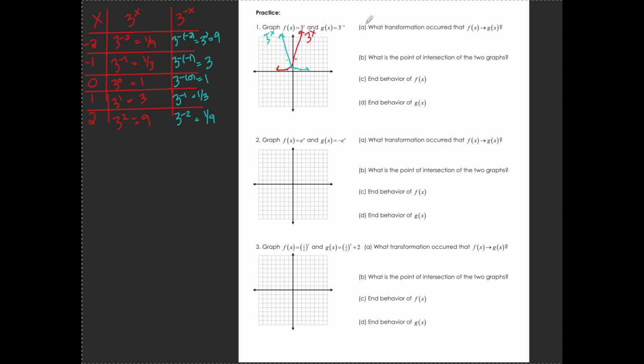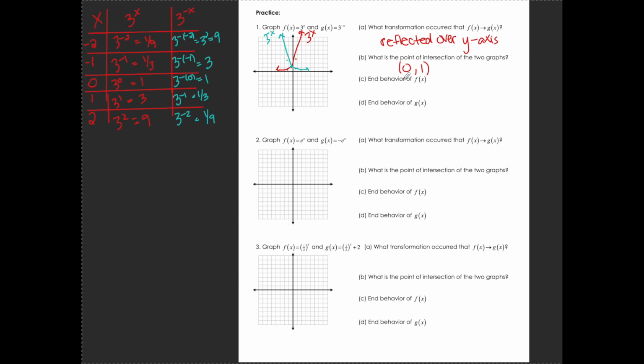So when I'm trying to figure out what transformation occurred here from f of x to g of x, I can see that this function just flipped over the y-axis. The math word that we use for flip is reflect, right? So this function was reflected over the y-axis. For part B, the point of intersection of these two graphs is that y-intercept at (0, 1).